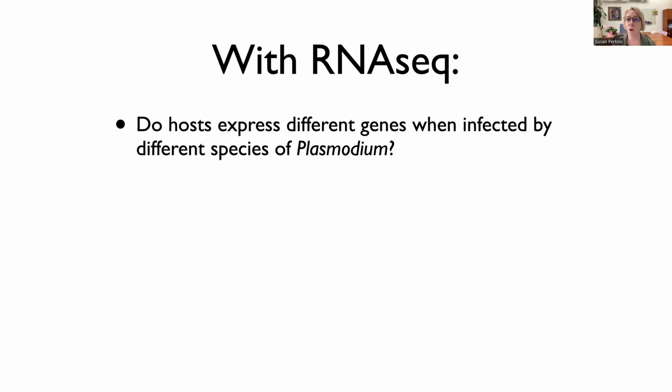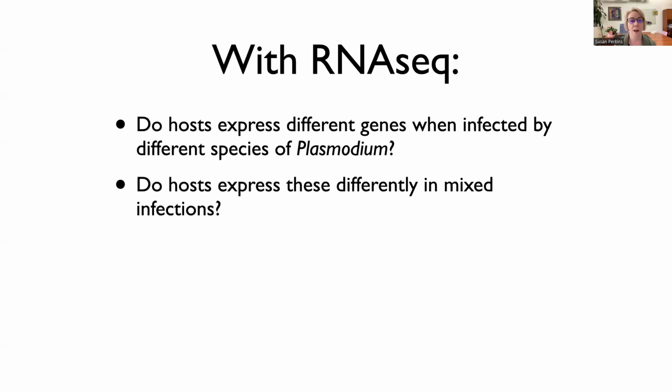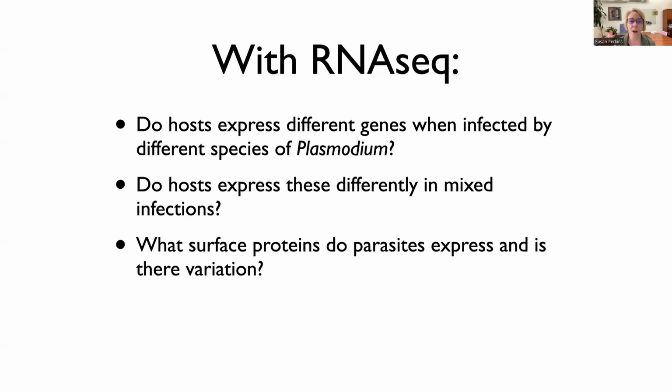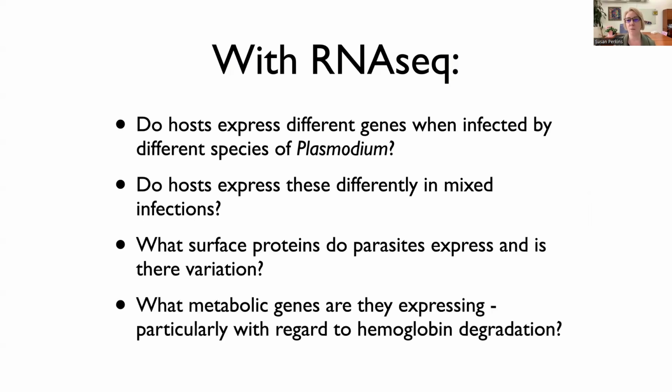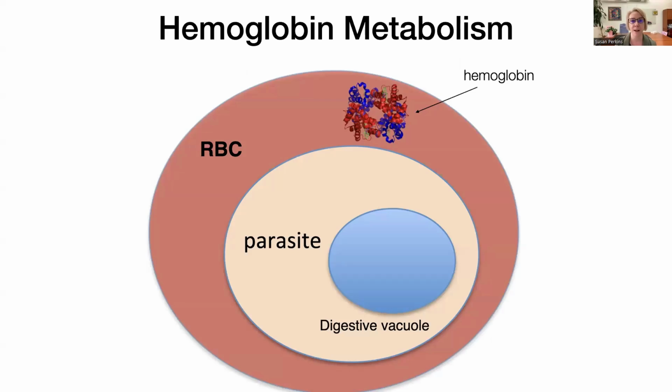So do the hosts themselves express different genes when they get infected by different species of Plasmodium or other genera? Do they express those genes differently in mixed infections? And then on the parasite side of this, what surface proteins do the parasites express? Because that's how they decide to enter into various cells. And then one of the things that we think is really interesting now is what metabolic genes are they expressing in terms of hemoglobin degradation?